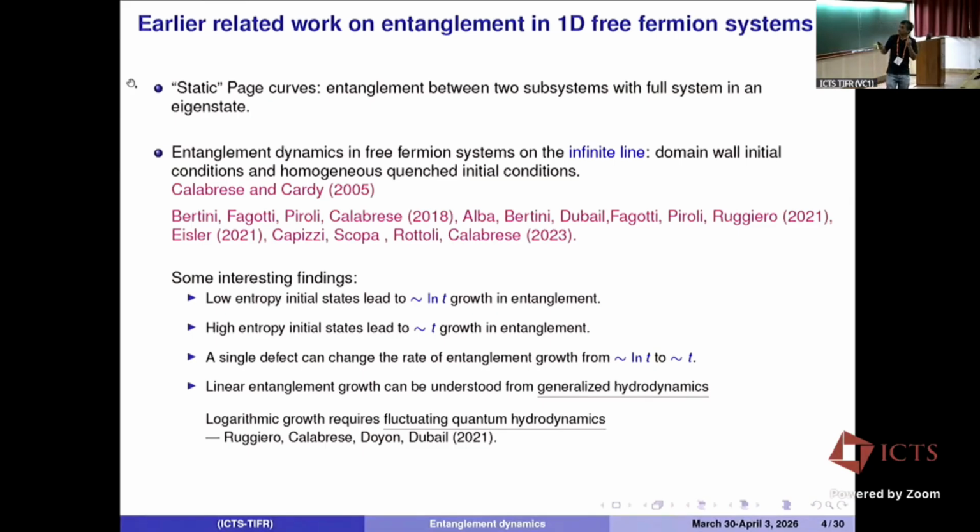Okay. Then if you make a small change, like on the infinite lattice, let's say you just put a defect at one side and look at the entanglement between this half and the other half, then the entanglement growth changes from log t to linear in time. Okay. So a small change can change things very drastically. Okay, so this linear growth has been understood from generalized hydrodynamics, and this is what I will also talk about. And this logarithmic growth in entanglement has been understood using something called fluctuating quantum hydrodynamics.